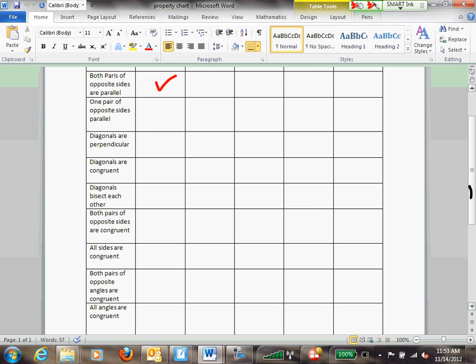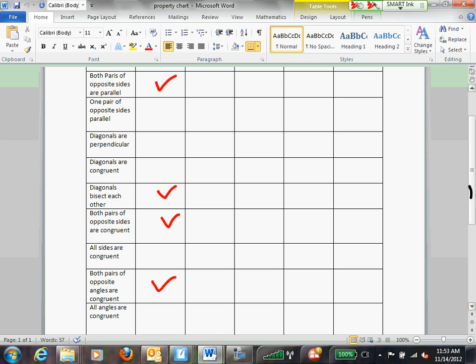Are diagonals perpendicular? We are not guaranteed that a right angle is formed where the diagonals intersect. Are diagonals congruent? I did not say that either. Okay. Do the diagonals bisect each other? Okay. Are both pairs of opposite sides congruent? Are all sides congruent? Mm-mm. Both pairs of opposite angles are congruent. Sure, both pairs, right? Here and here.